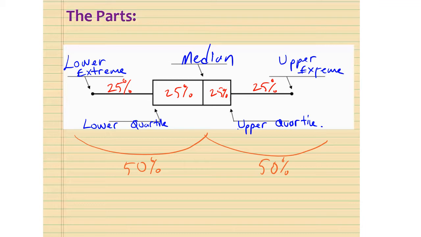We can also say that 50% of the data is located within the inner quartile range, and this section is called inner quartile range. And inner quartile range is also going to be 50%, because we can see that there's a 25% section and another 25% section.